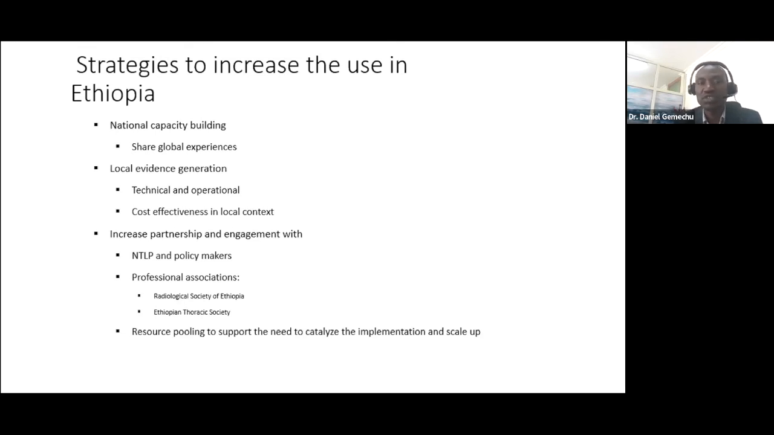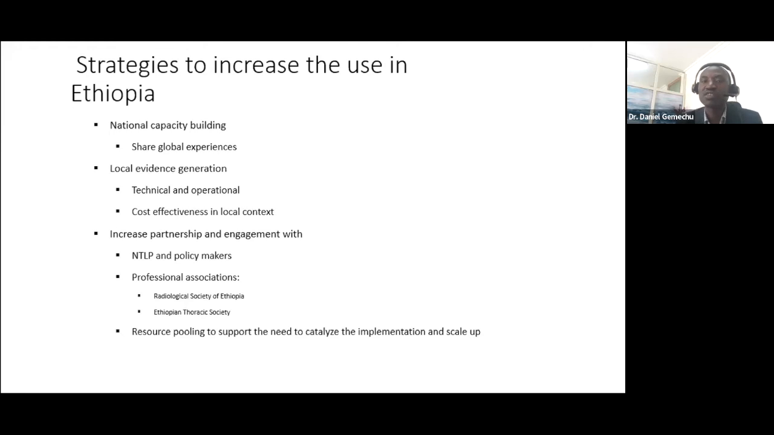The second area where we need to increase our engagement is that we need to support local evidence generation. As I've mentioned earlier, the four vans which are AI-mounted with CAD4TB have provided more evidence that they showed the capacity of filling the gaps that the health system is having: the human resource capacity, the infrastructure capacity, and the cost capacity are really being addressed by using this technology. So technically and operationally, information and evidence is coming more, and we need to build on this.